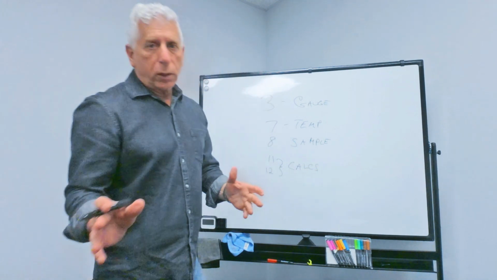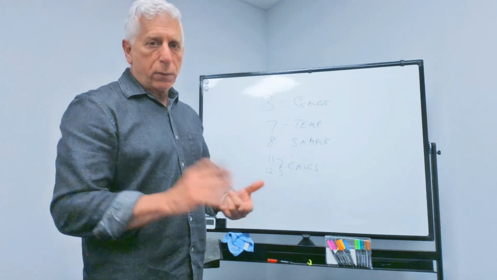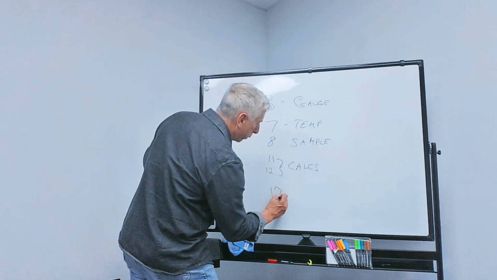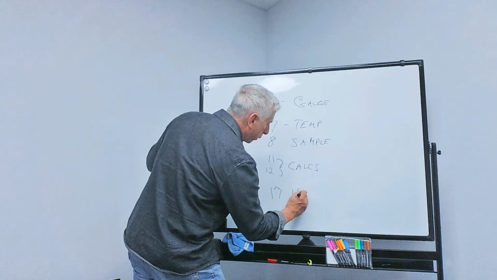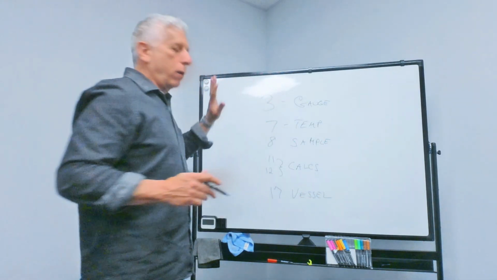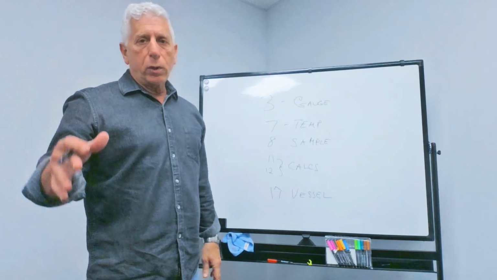And then, of course, the last thing you do, you go on the vessel. Chapter 17 is a vessel. It's marine. Okay, you should have that in your head. Just think about what you do when you get on top of a tank.